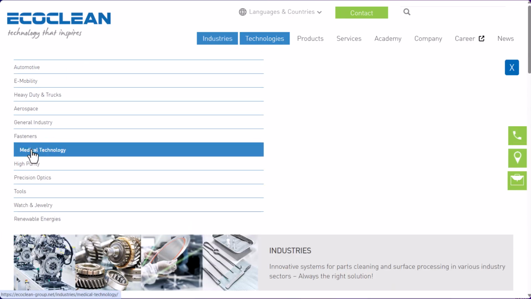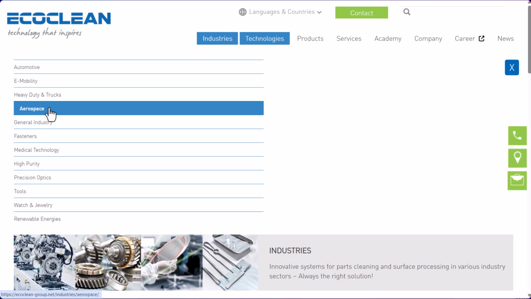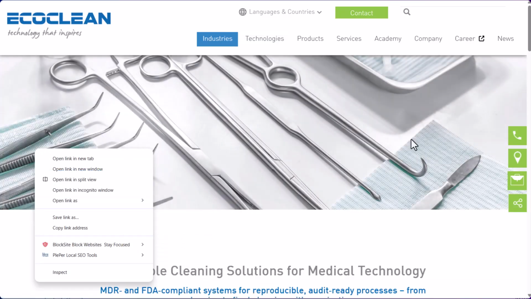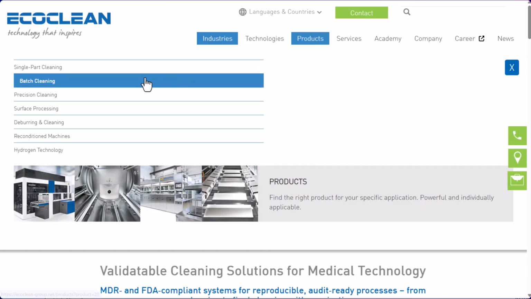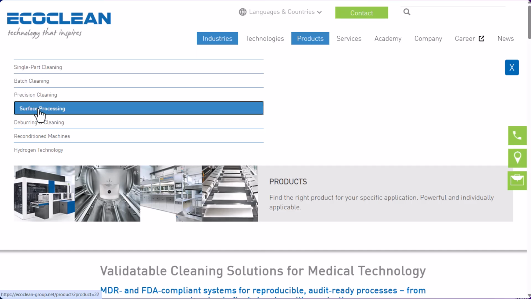Single part, aqueous and solvent. If we go to industries and we say, okay, let's see maybe medical technology. There's probably some. We saw a little bit of that. In terms of the products, let's see what surface processing.